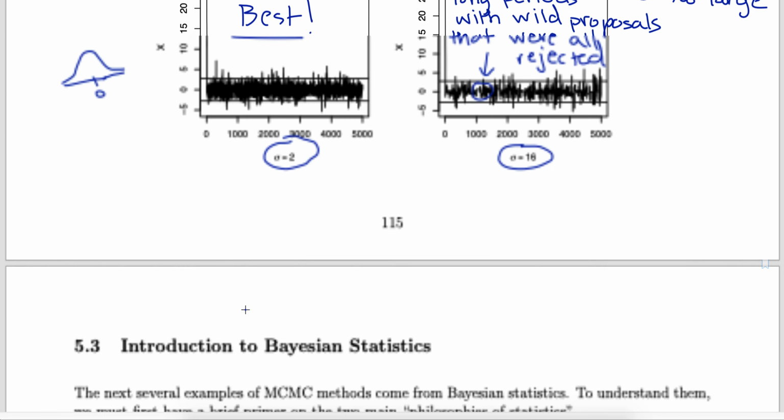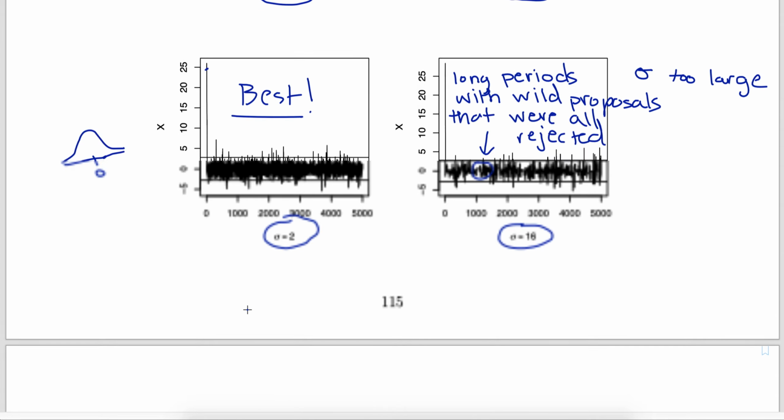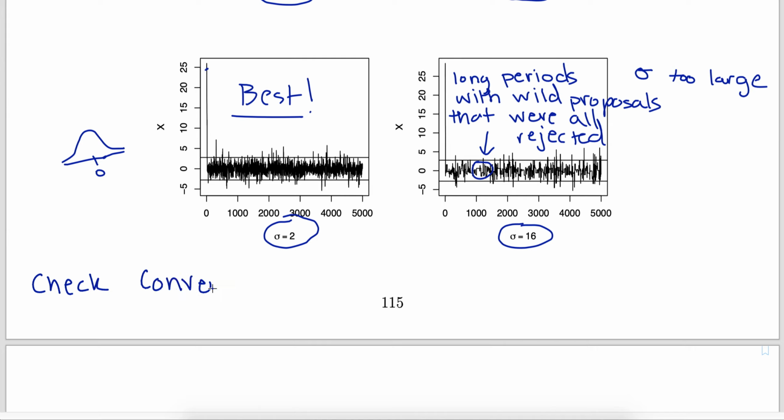Last comment on this section, suppose you want to know if your chain's converged. One way to do that is check out these plots that we've mentioned. You'll see if it's converged like this. Another idea is called the Gelman-Rubin method, where you run multiple chains and see if they're going to the same point. So I'm not going to go over that because of timing in here. I'll just add it as a little footnote here. Check convergence.